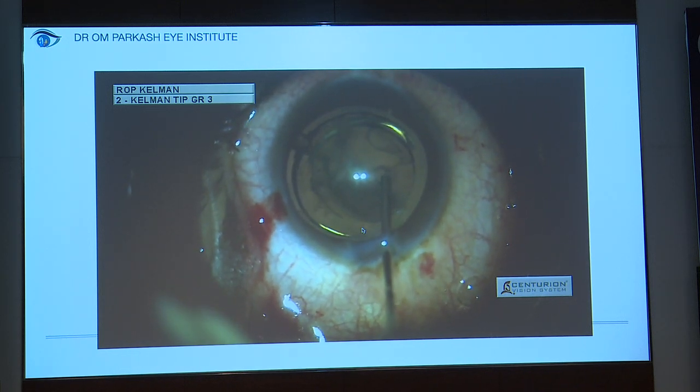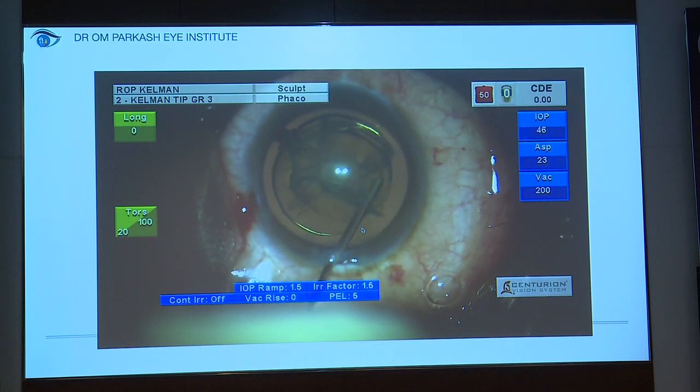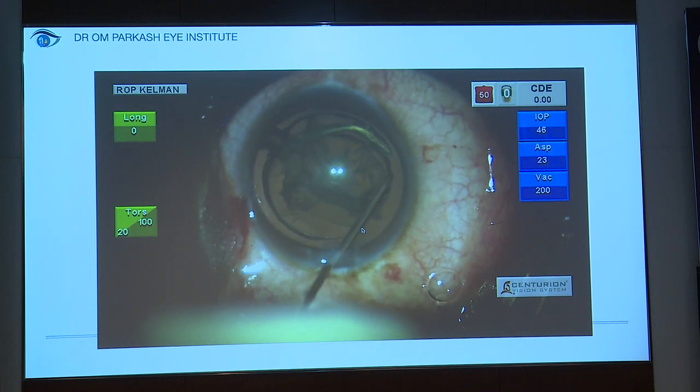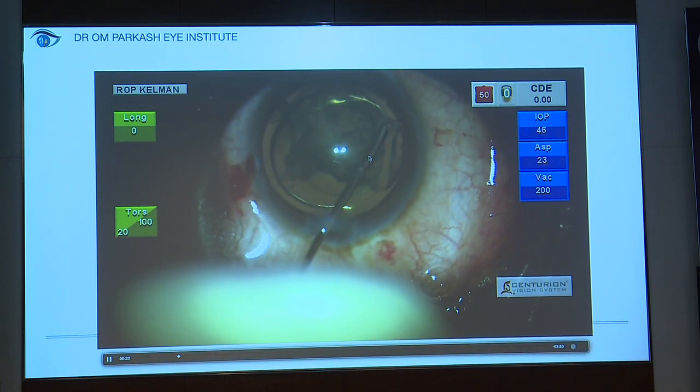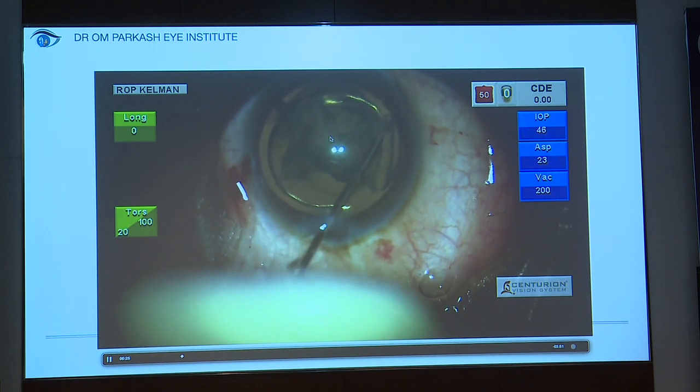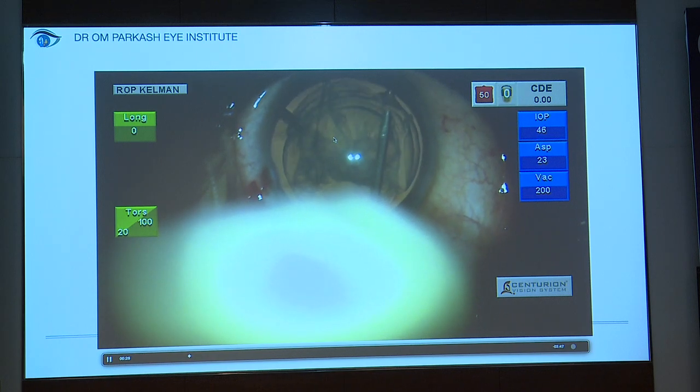Why it has to be slow? Because at times we end up with a situation wherein we can have accidental hydrodissection and the whole thing can get undone. So what I am trying to do is what Dr. Vajpayee elucidated way back, that I am going to have layer by layer hydrodelineation. So you can find now 1, 2, 3 layers.